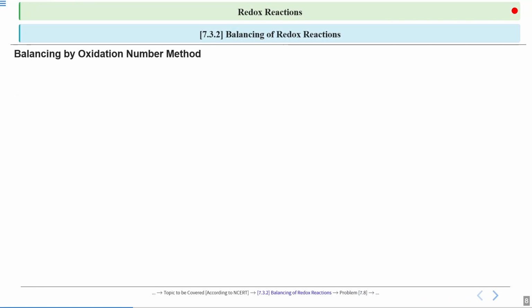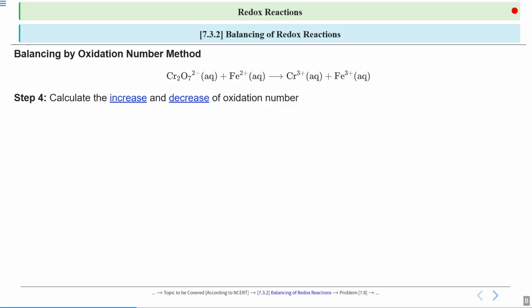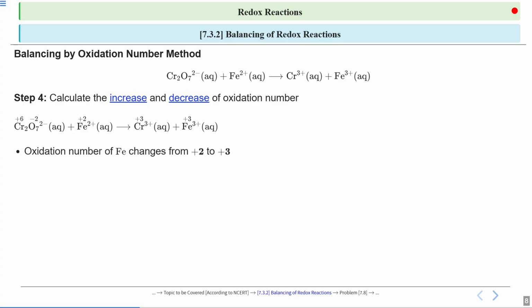Now, moving ahead in balancing the reaction by the oxidation number method. So, this is the reaction. And now, in step 4, we have to calculate the decrease and increase in the oxidation number. So, how much particular decrease and increase can we clearly see in the reaction? If we look at the oxidation number of iron, it is going from plus 2 to plus 3. That means it is increasing, which means oxidized.